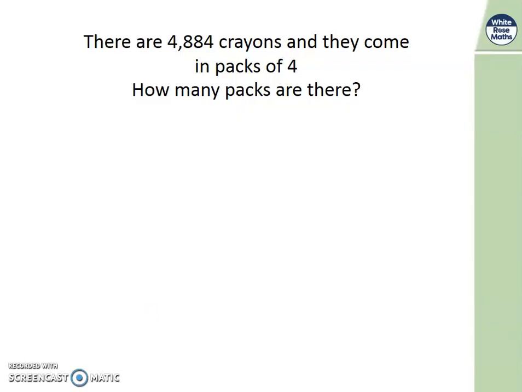Let's learn for today. There are 4,884 crayons, and they come in packs of 4. So we're dividing them up into packs of 4. How many packs are there? Well, we could draw out packs of 4, but you could see that would take us a long time to get there. That's not an efficient method. We could use counters to represent each crayon, but again, not an efficient method, and we're likely to make mistakes as we try and get up to this number.